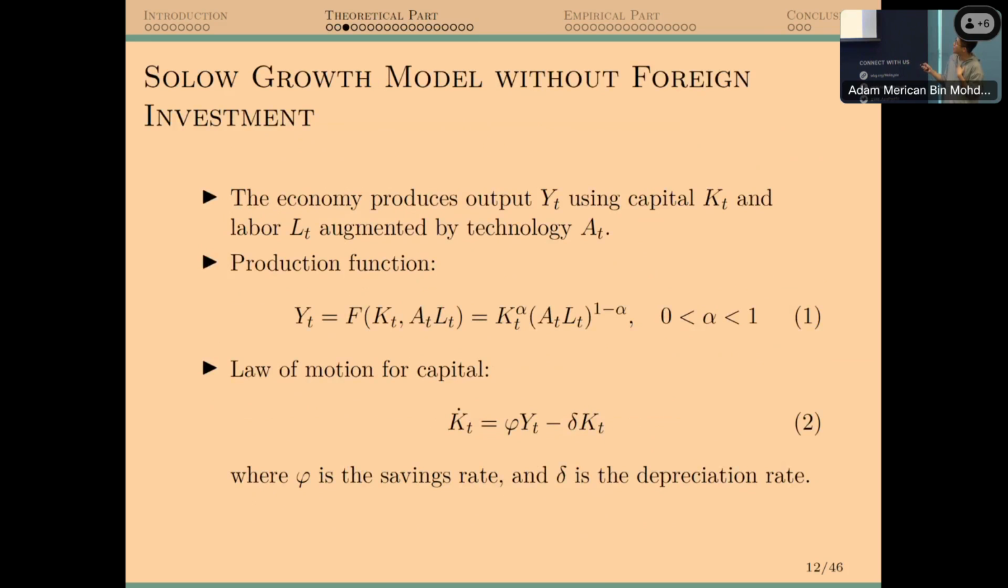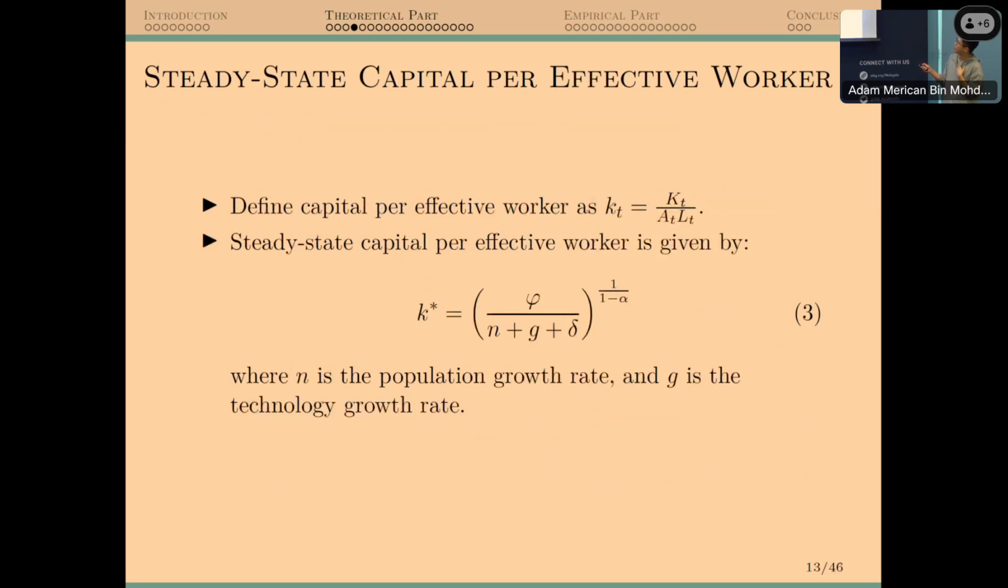For the capital per effective labor, if we define it as K_t divided by A_t multiplied by L_t, we can find the steady state capital per effective labor equals phi divided by n, the population growth rate, plus the technology growth rate, plus delta, the depletion rate, to the power of 1 divided by 1 minus alpha. So this is the steady state for the capital per effective labor.